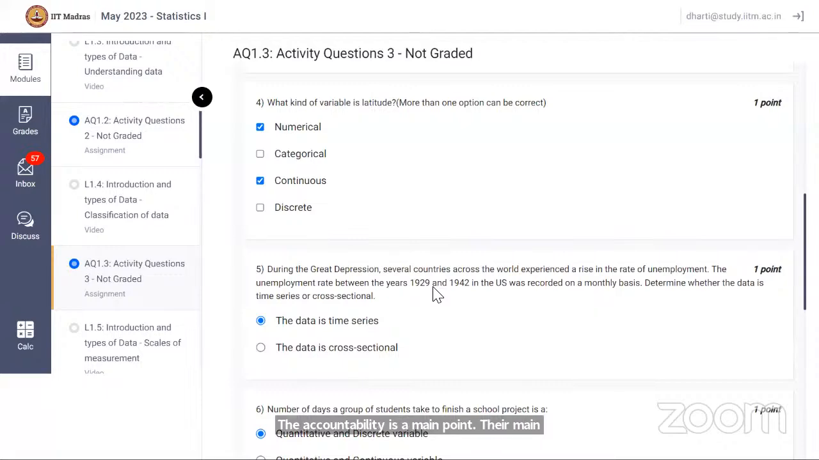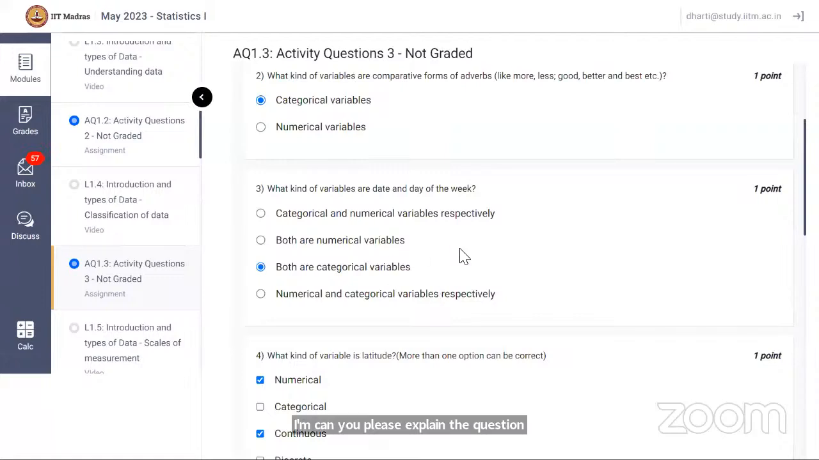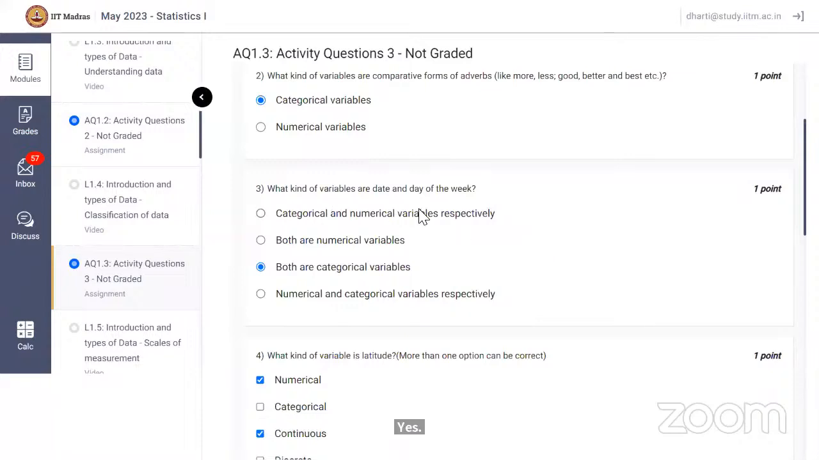Ma'am, can you please explain question number 3 again? I didn't pay attention. I have a doubt in activity 1.4, question 3. Just a minute. After this, we will move to 1.3. What kind of variable are date and day of week? Date and day of week, these are categorical only, right?